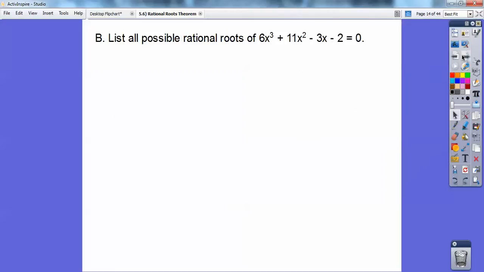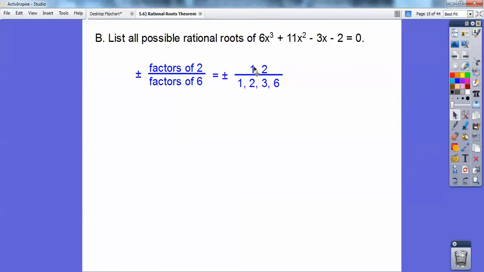So list all possible rational roots. The only possible box numbers are plus or minus. Don't worry about the negative 2 because the plus or minus carries that. So plus or minus factors of 2: 1 goes into 2, 2 goes into 2, and factors of 6: 1 goes into 6, 2 goes into 6, 3 goes into 6, and 6 goes into 6.